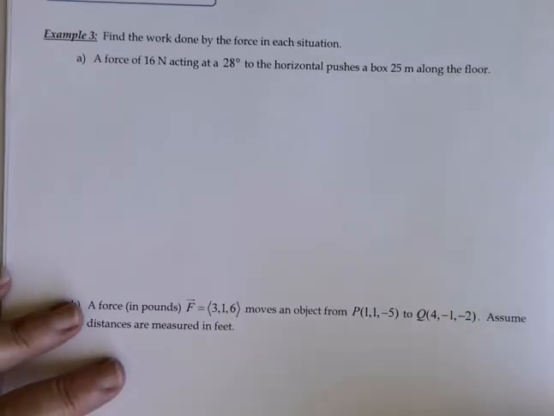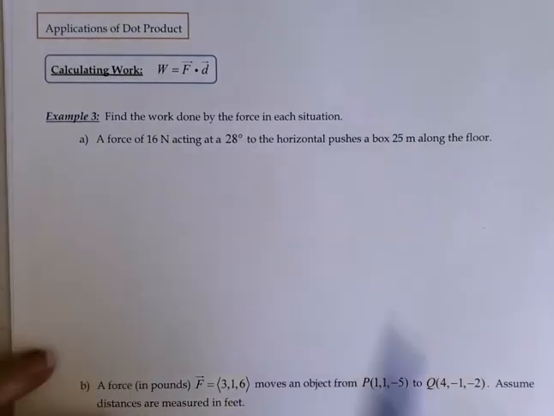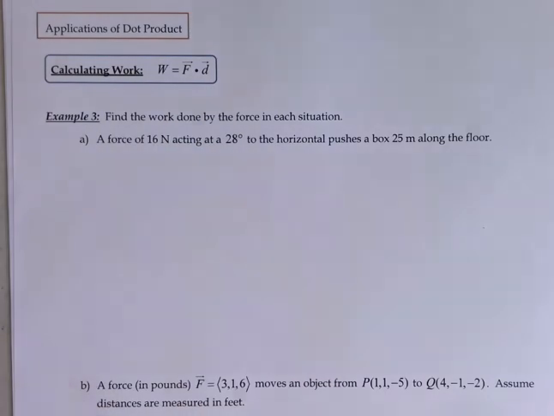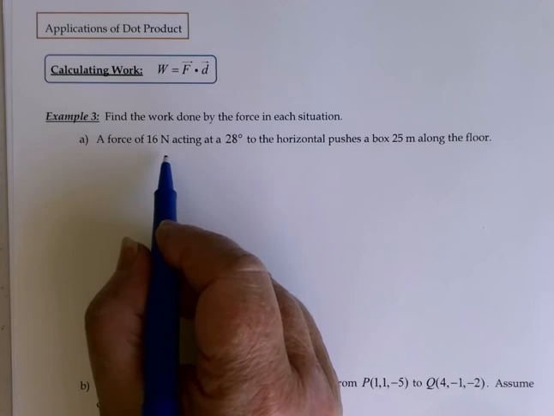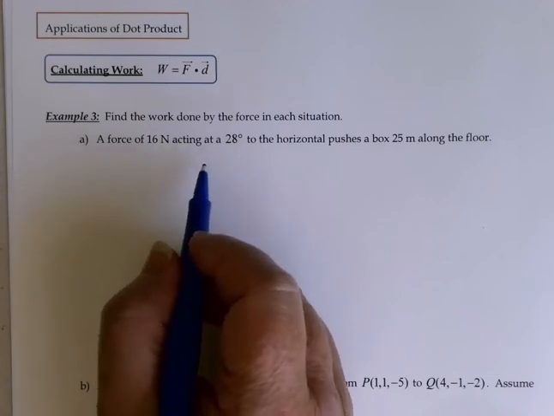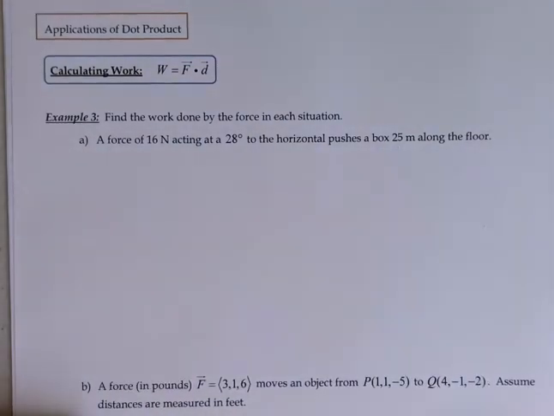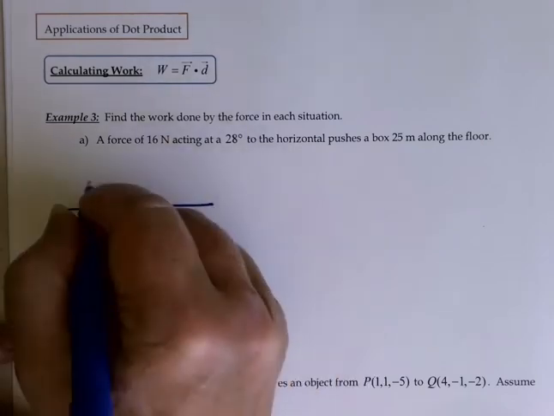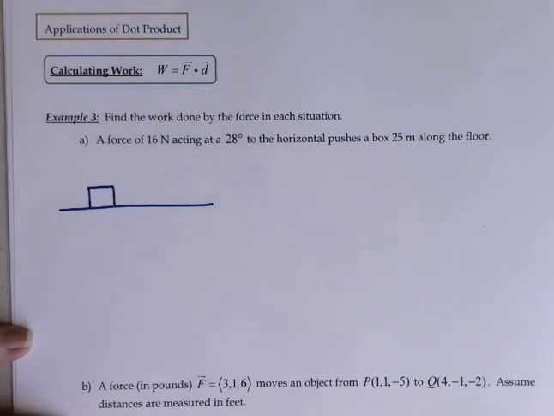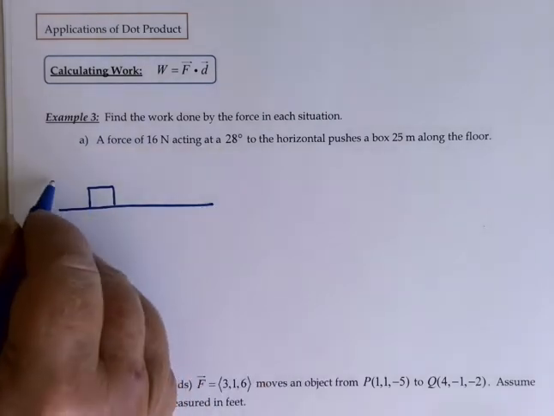So we're going to start with the application to work, because that's where we started all of this. So we're going back to it. Work, remember, is force dot product with distance vector. And in part A, we have a force of 16 newtons acting at a 28-degree angle to the horizontal, pushes a box 25 meters along the floor. In this particular case, if we sort of imagine the situation, here's our floor, here's our box. The force is 16 newtons at a 28-degree angle.